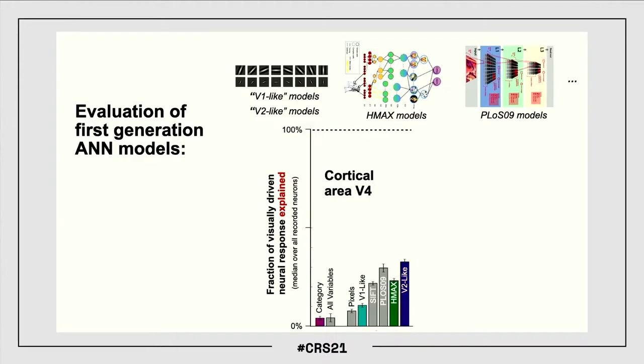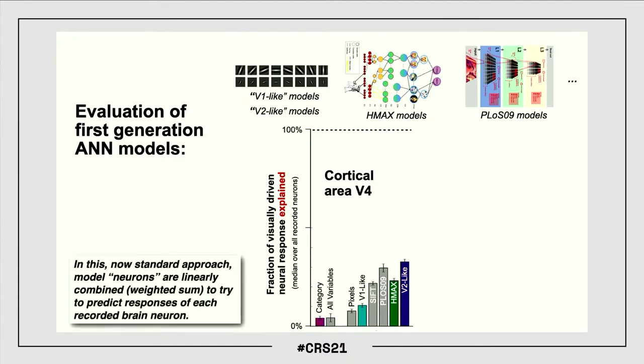So the evaluation of the first generation ANN models, here's what it looked like when we first started doing that. On the y-axis is now shown the fraction of visually driven neural response that's explained. And I should say a bit more about this. What this means is a now standard approach in the field that we applied at this time, and it's not the only approach, but the one that's applied here, is to take any level of the model, let's say a model's proposed V4 level in this case, take all the artificial neurons in that level, combine them in a weighted sum to try to predict that individual recorded V4 neuron, and then test it on some held out images. So explain means predicted for new images.